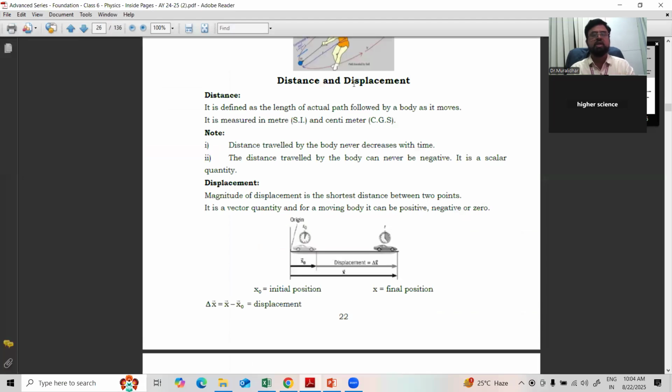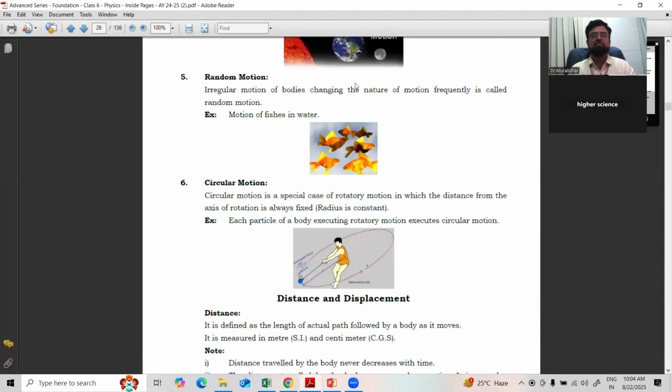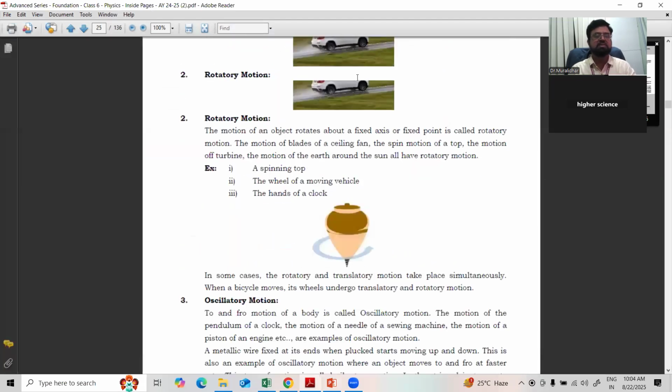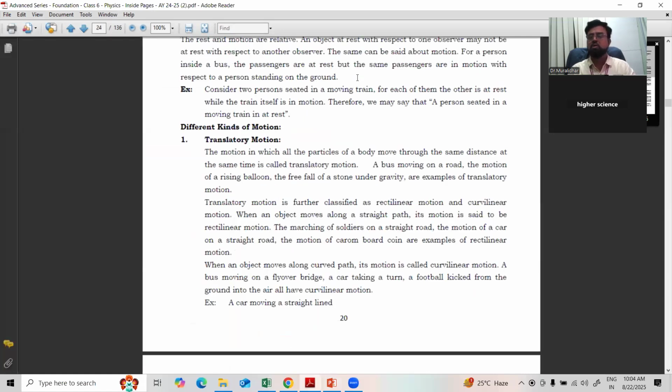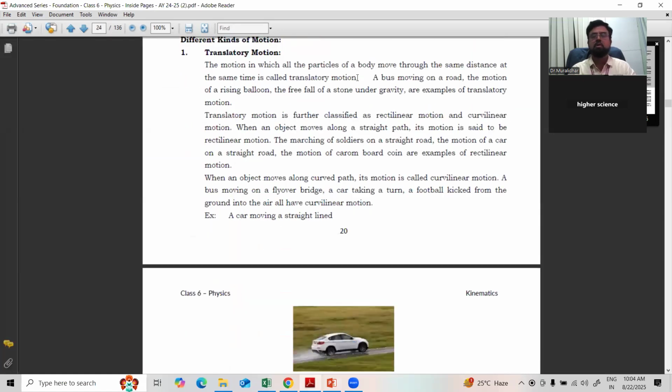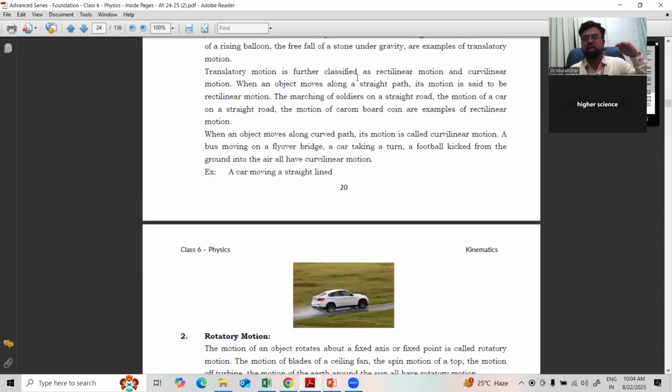So, see here. We already discussed all the types of motion. These are the types of motions we discussed in the last class along with the video. Translatory motion means a body is moving, and all the particles of the body move in the same direction in a straight line. Then they are called translatory. If they are moving in a straight line, rectilinear motion; if it takes a turning, curvilinear motion.